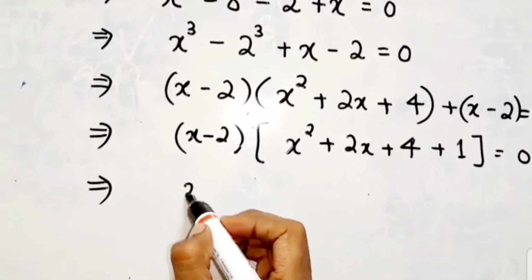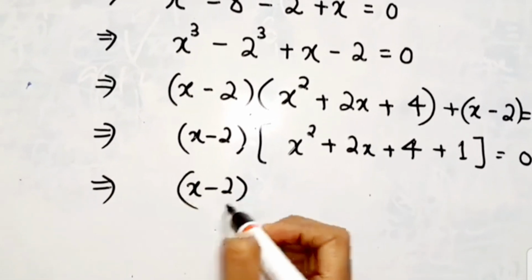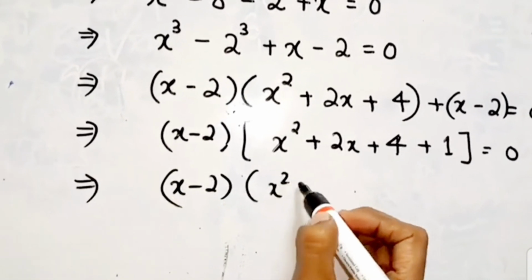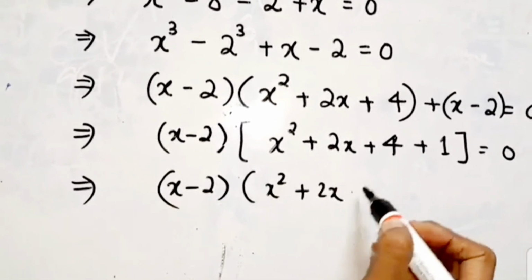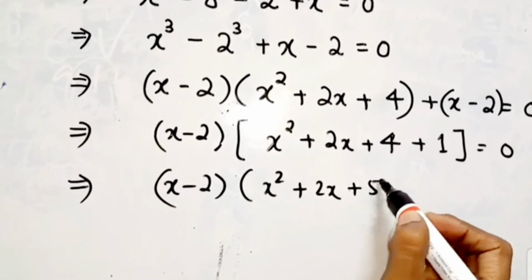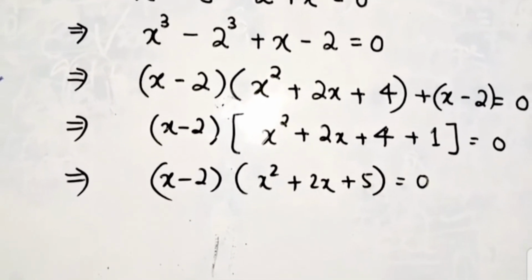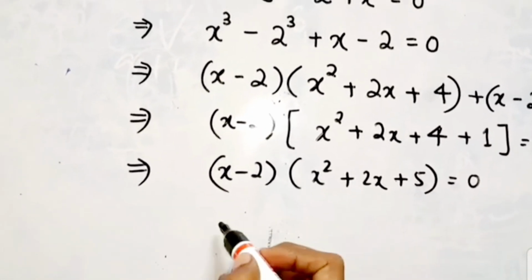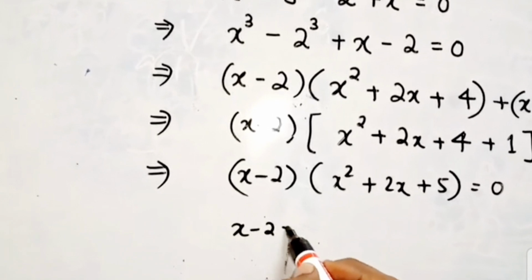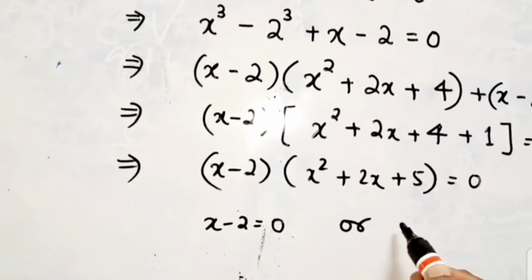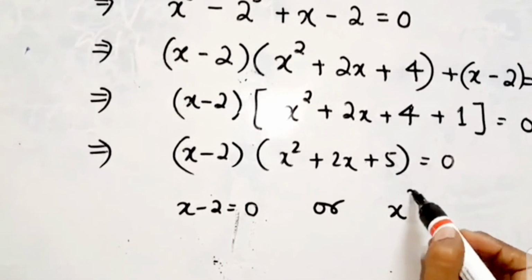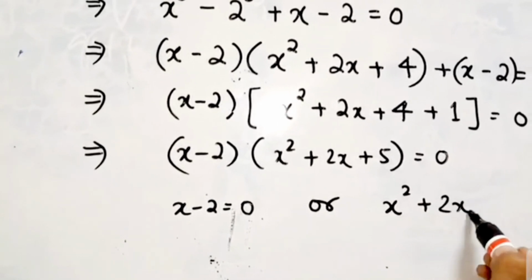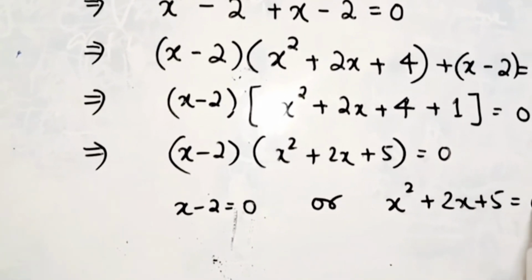Now what we can do is simplify a little bit more, that means x square plus 2x plus 4 plus 1 is 5 equals to 0. Okay, now either this one is 0 or this one is 0. We can write this, either x minus 2 equals to 0 or the second one, x square plus 2x plus 5 equals to 0.